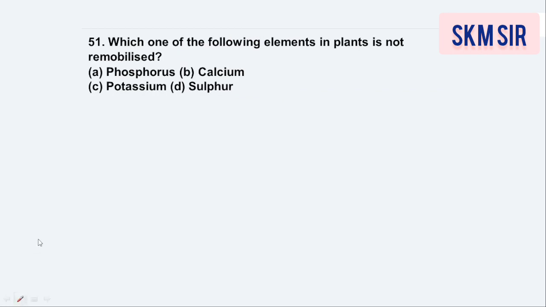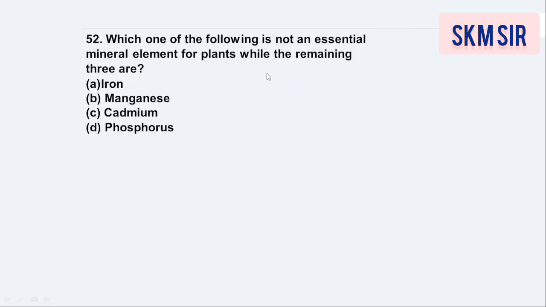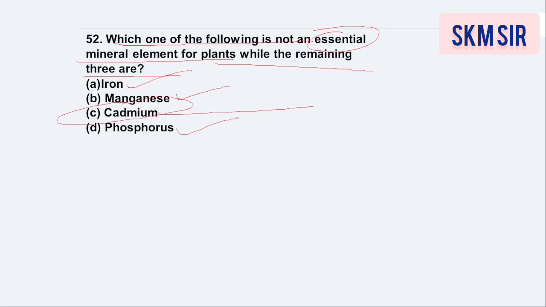Okay, next question, which of the following elements in plants is not remobilized? This is also very easy. No need to take time, dear students. Do it very fast. So this will be calcium, option number B. Next question, 52. Which one of the following is not an essential mineral element for plants while the remaining 3 are? So you know essential elements. Iron is essential, manganese is essential, phosphorus is essential, but cadmium, it is not essential.